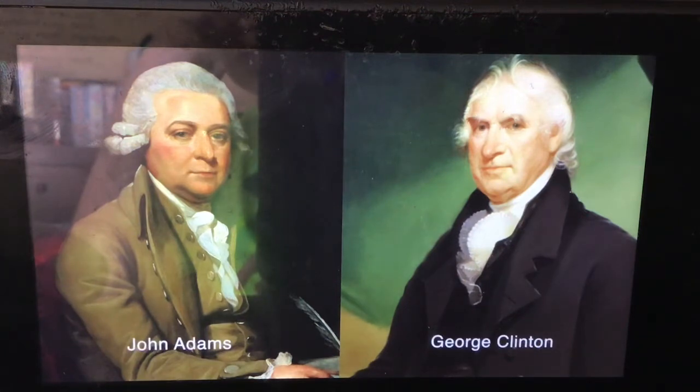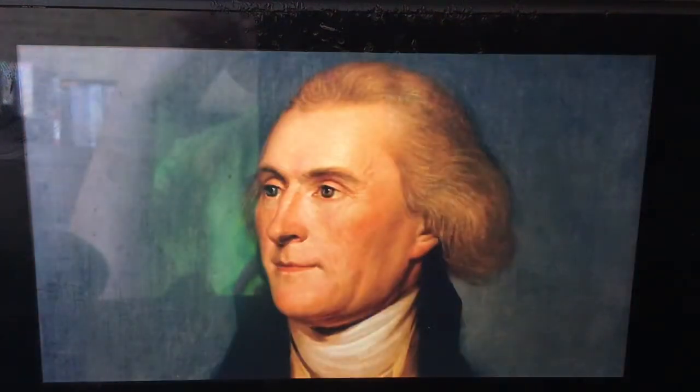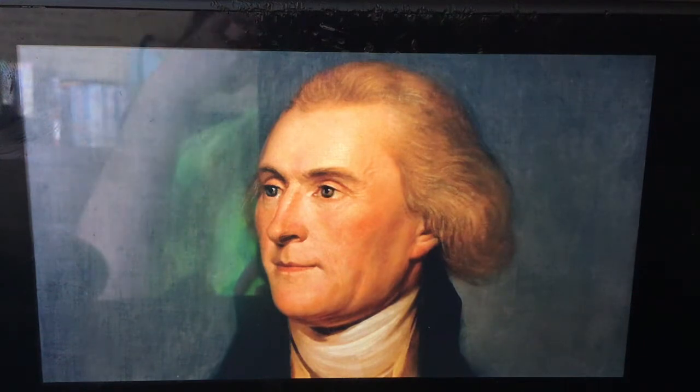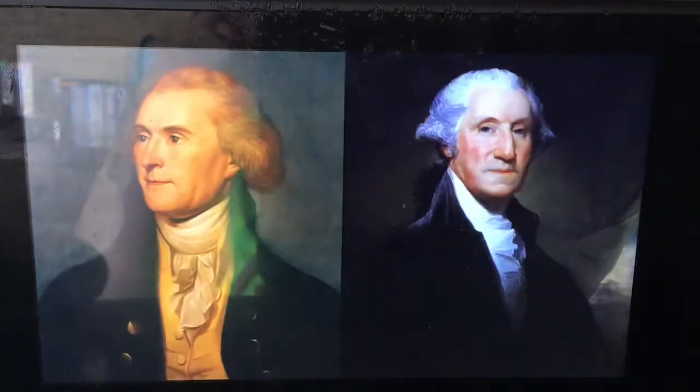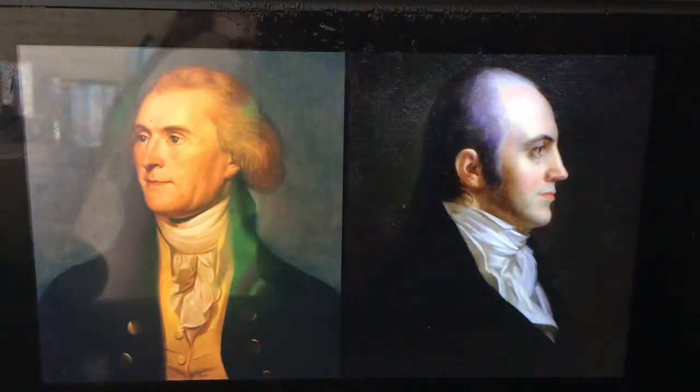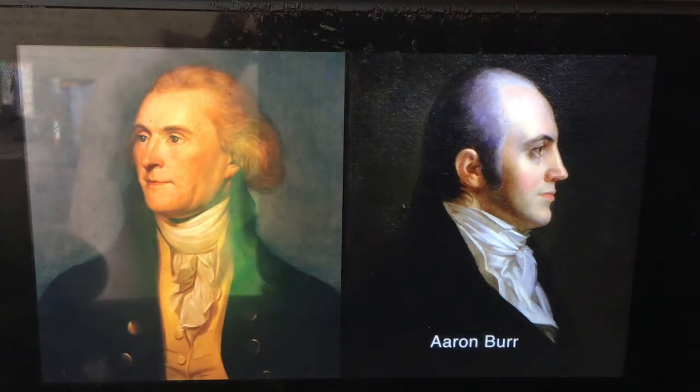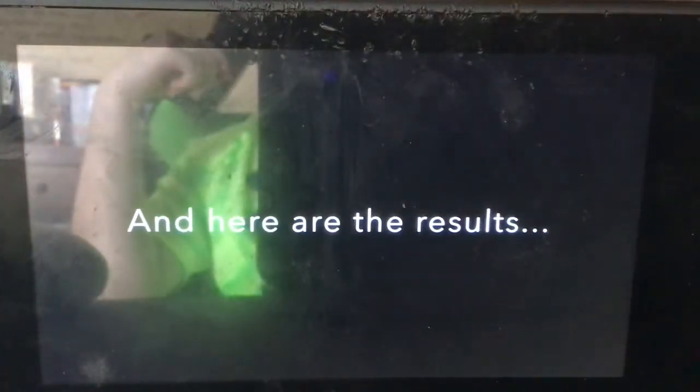The Democratic Republicans would have preferred to nominate Thomas Jefferson, but this would have cost them the state of Virginia, as electors were not permitted to vote for two candidates from their home state, and Washington was also from Virginia. Despite this, some who did not like Clinton voted for Jefferson and fellow Democratic Republican Aaron Burr anyway. And here are the results.